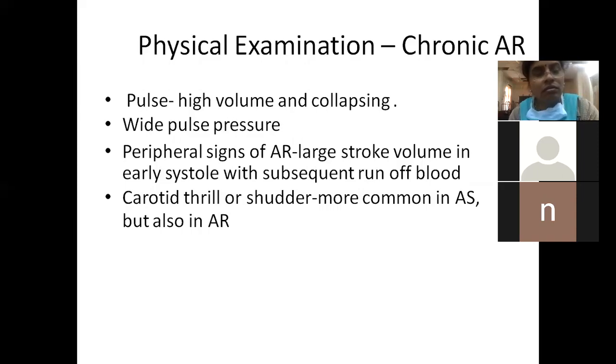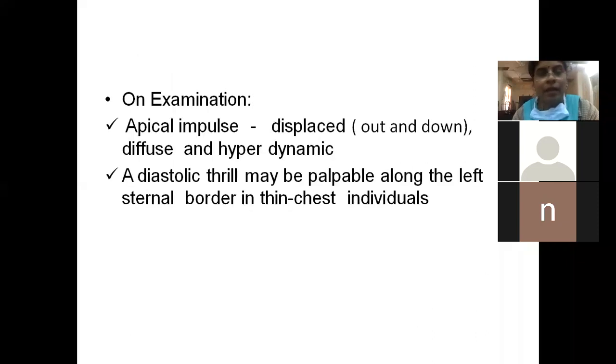Why is there a carotid thrill in AS? Discussed in the previous class. There is turbulent flow across the valve leaflet that produces the carotid thrill or shudder in case of AS. Okay, then on examination, first you have to comment on the apical impulse. The apical impulse is displaced out and down.